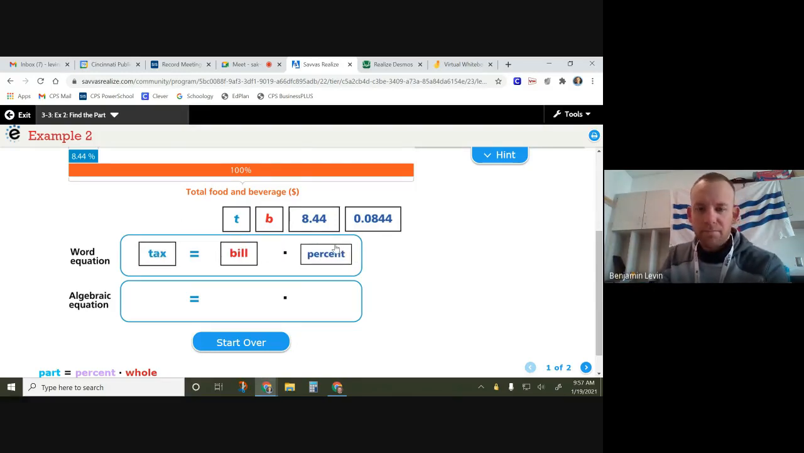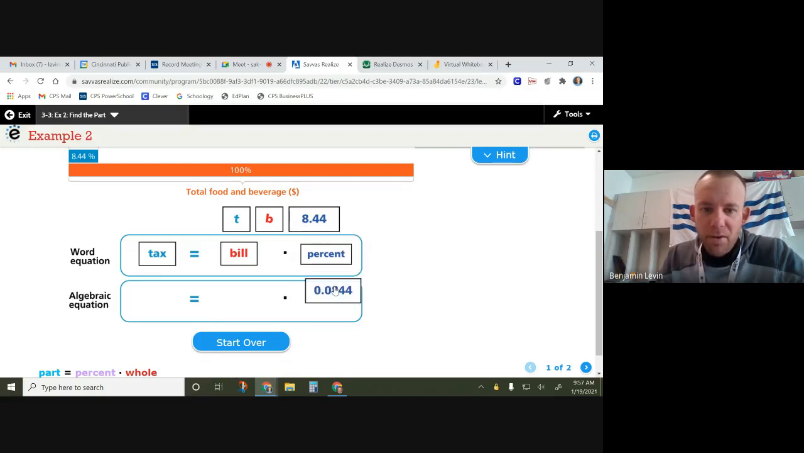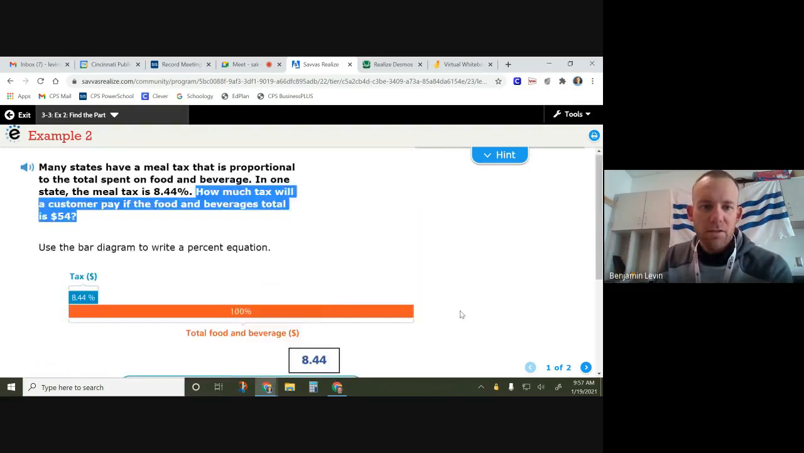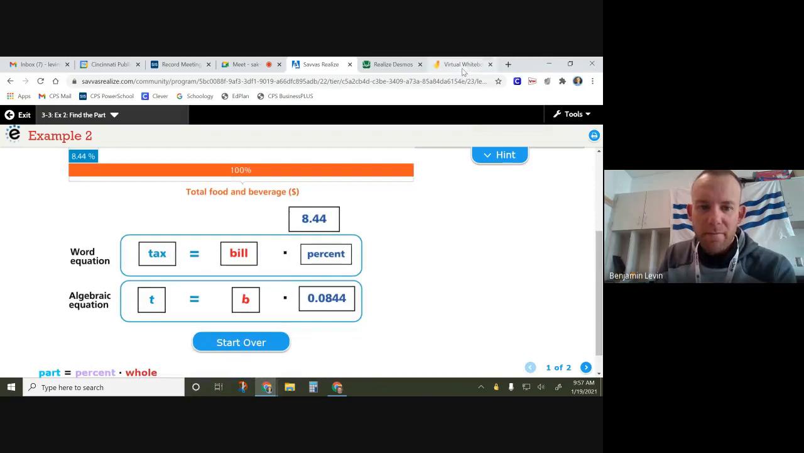So we need to make this percent into a decimal. We have to move the decimal point 2 spots over to the left, right? We have to make a percent into a decimal. We're going to go 2 spots left. So the bill times 0.0844 equals the tax. So let's find out what that's going to be.